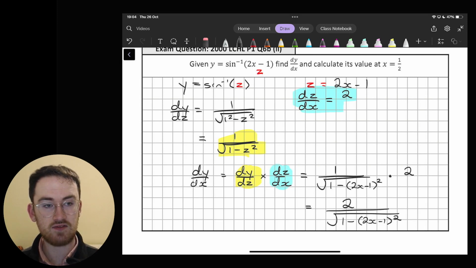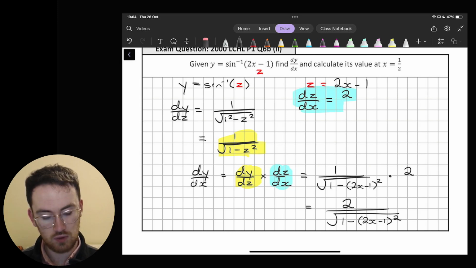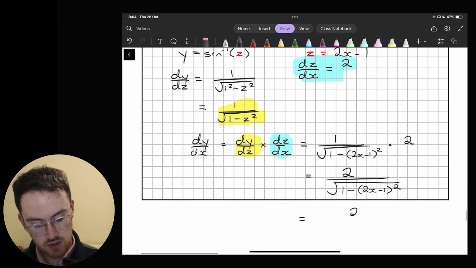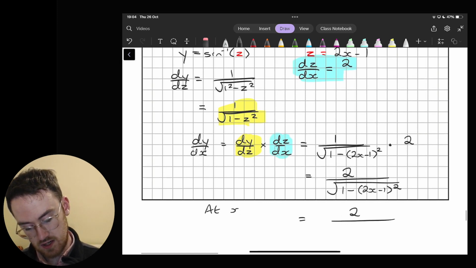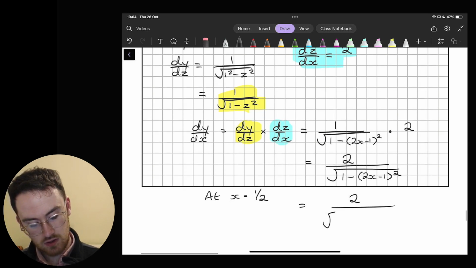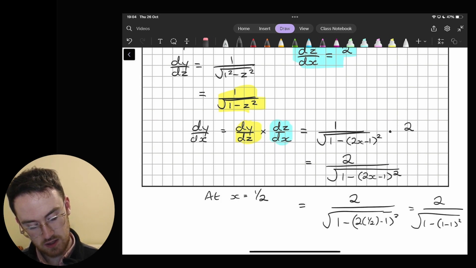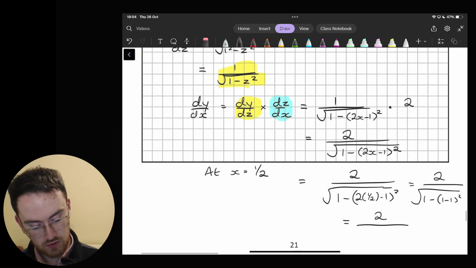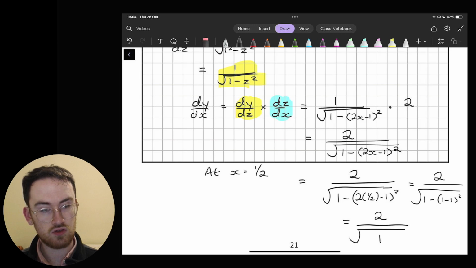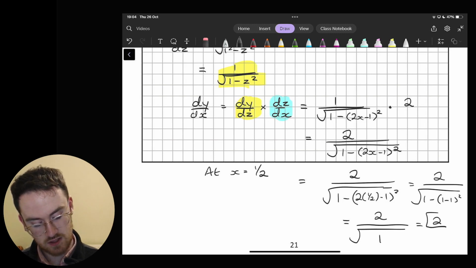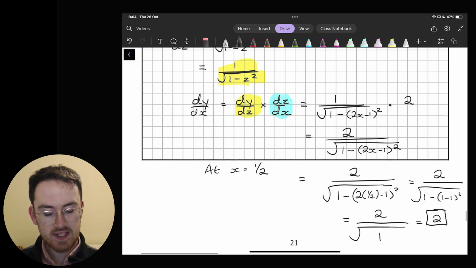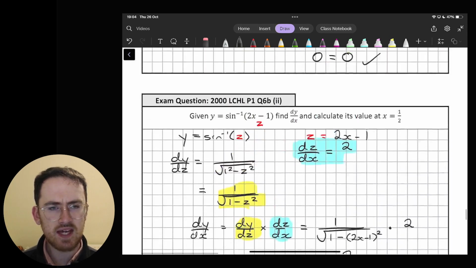We need to calculate its value then when x is equal to a half. So we just fill in a half for x. So 2 over, at x equals a half, 2 over the square root of 1 minus (2 times a half minus 1) squared, which is going to leave me with 2 over the square root of 1 minus, well, we'll have 1 minus 1 in here. Hmm, so 2 over the square root of just 1, which is of course just 1, so my answer ends up just being 2.